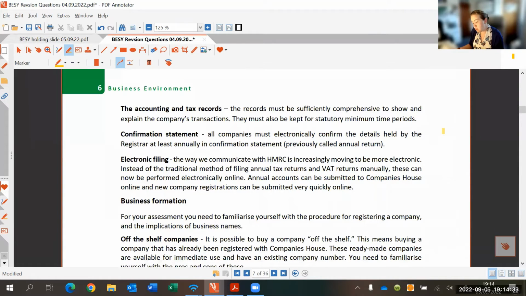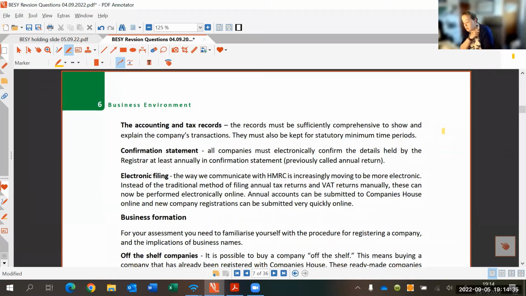The other things that you may need to keep, and this is a really important one, is accounting and tax records. So we have to keep any accounting data and any tax data for a specific amount of time. Do we know what that specific amount of time is? It says a statutory minimum time period. Do we know what that is? Bit of an extra question for you. Don't worry if you don't, it's fine. It's just something else.